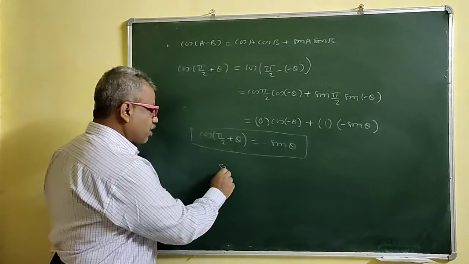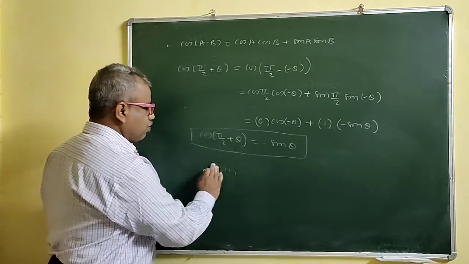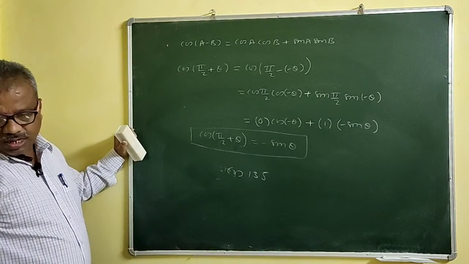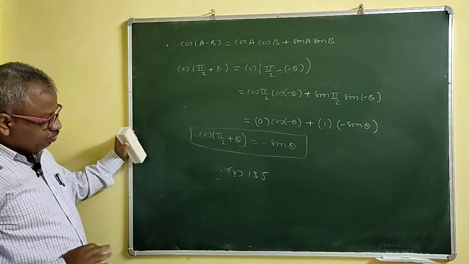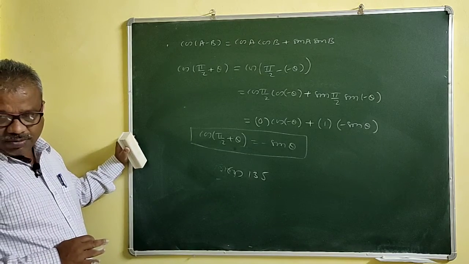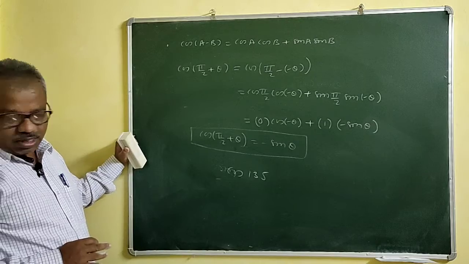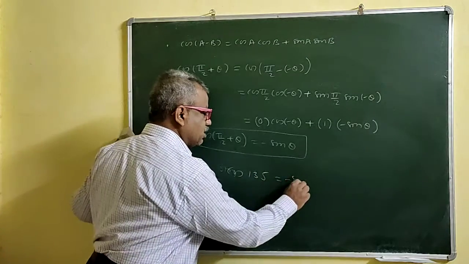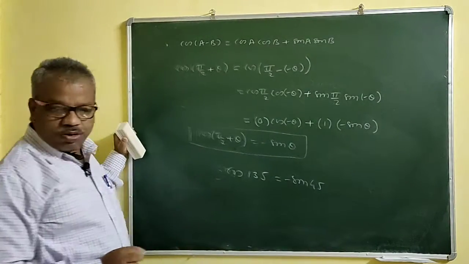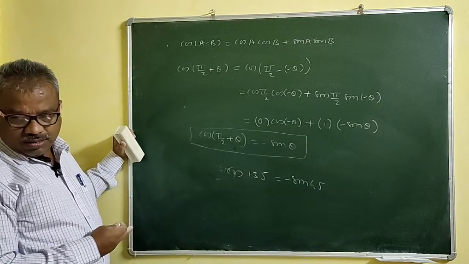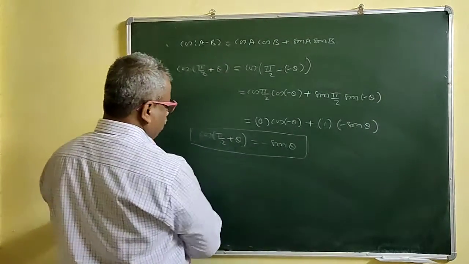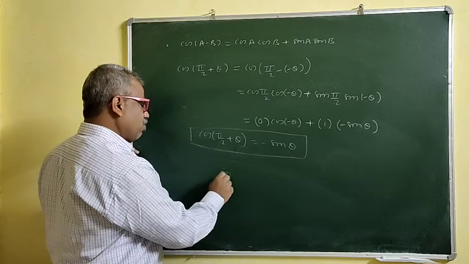Suppose we get cos of 135 degrees somewhere. We can write 135 as 90 plus 45 degrees. So this is the same as minus sin of 45 degrees, and that is minus 1 by root 2, right?